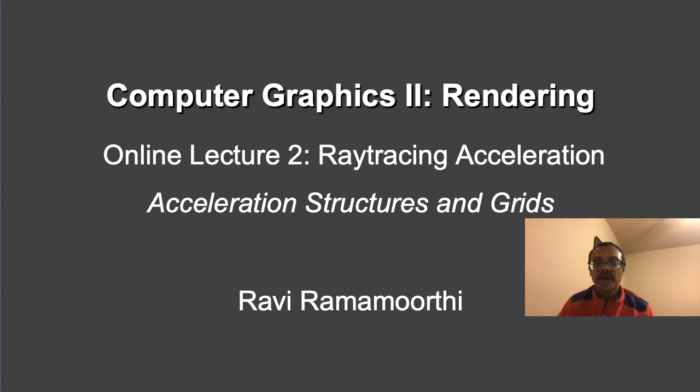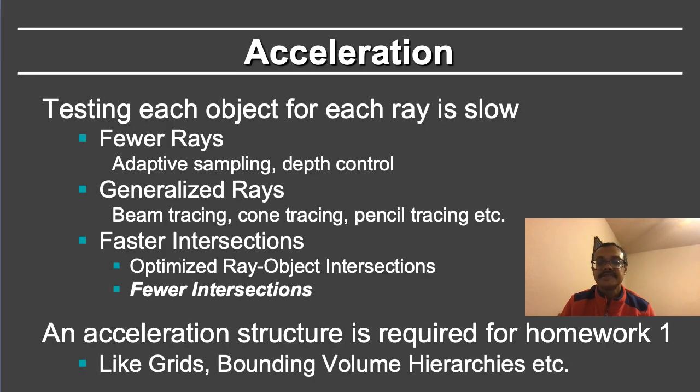We are going to start talking about ray tracing acceleration and the use of acceleration structures, starting with the use of grids. First, let's discuss the use of acceleration in ray tracing. Testing each object for each ray is very slow. You need to test the number of objects for each of the number of pixels. Therefore, over the years, a number of alternative approaches have been proposed that make ray tracing faster.